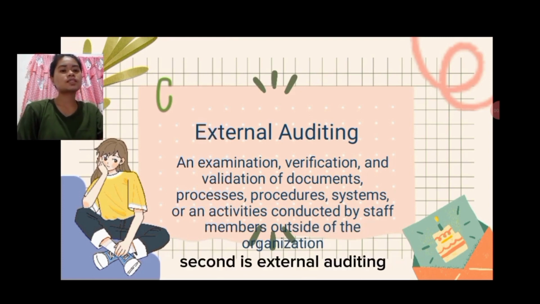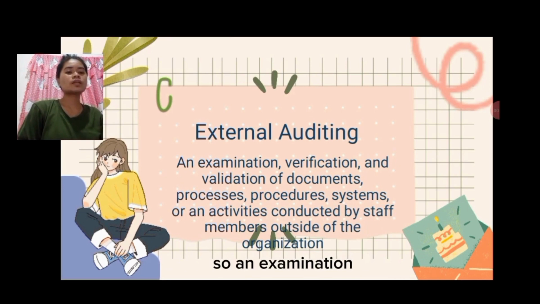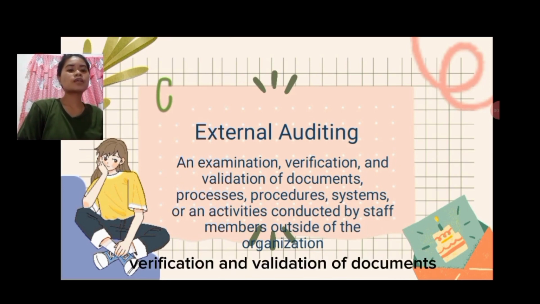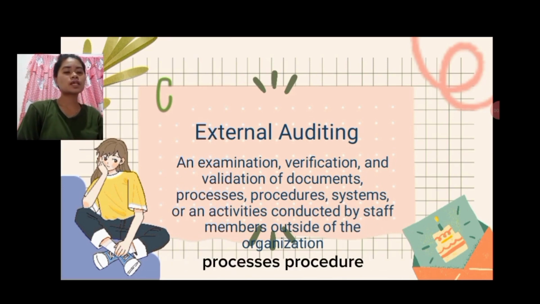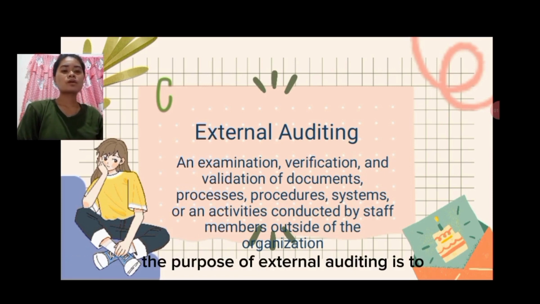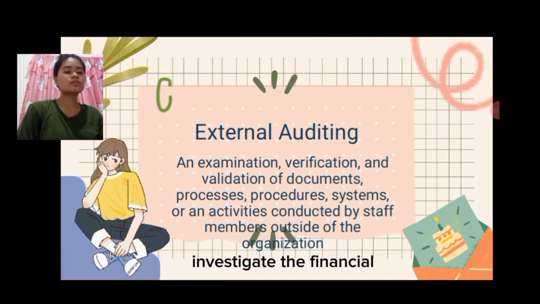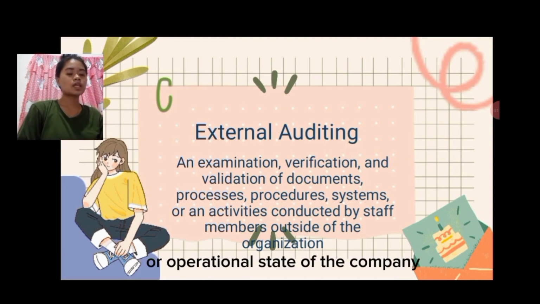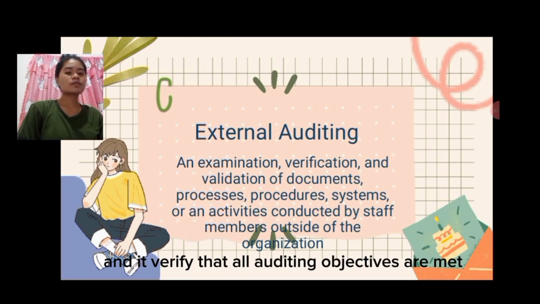Second is external auditing. So, an examination, verification, and validation of documents, processes, procedures, systems, or activities conducted by staff members outside of the organization. So, the purpose of external auditing is to investigate the financial or operational state of the company, and it verifies that all auditing objectives are met.